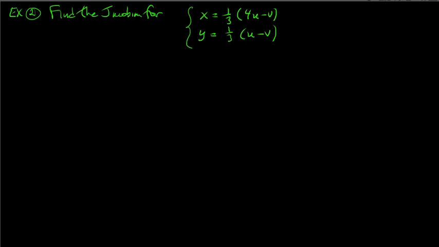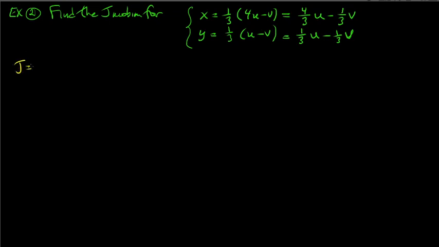Okay, so here's another change of coordinates, right? x is 1/3 of the quantity 4u minus v, and y is 1/3 of u minus v. First thing you might want to do, of course, is multiply by the 1/3. So this is 4/3 times u minus 1/3 times v, and this is 1/3 times u minus 1/3 times v, just to make that a little bit easier, right? And so these are just linear functions, right? There's no u times v, there's no u squared or v cubed or square root of u, right? So this should work out pretty well.